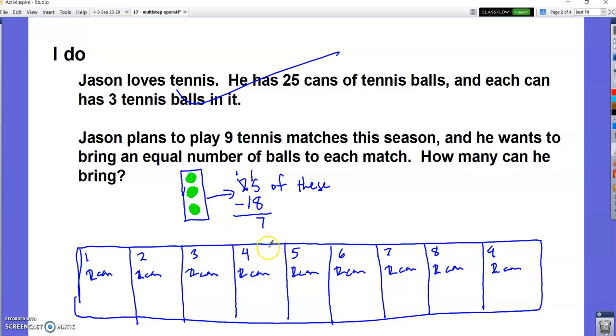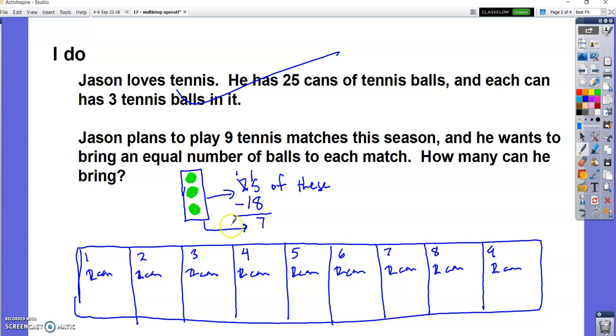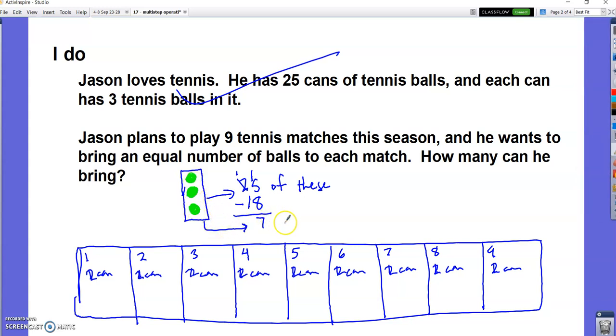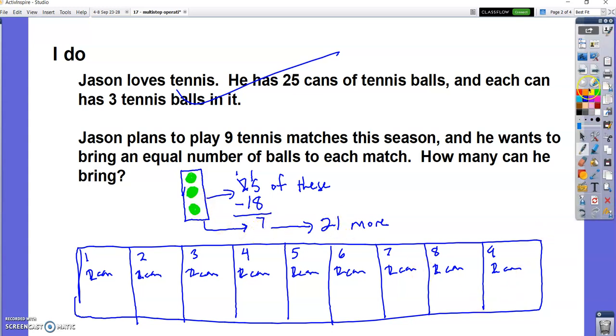7 left. So I can't take a third can to each match, right? So now I'm going to have to open the cans and put them in there. So let's see. So he's got 7 cans, 3 in each can, so that seems like a total of 21 more to me. All right, 3, 6, 9, 12. Count by 3s up till 7 times. So I can put 21 more of the tennis balls.